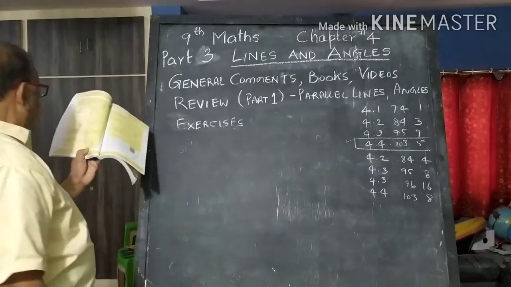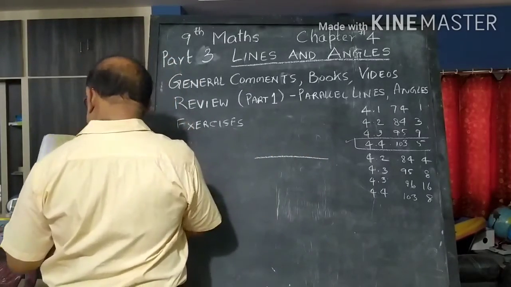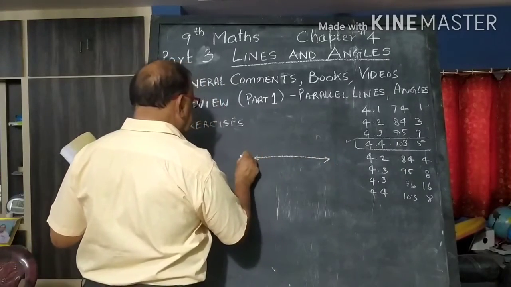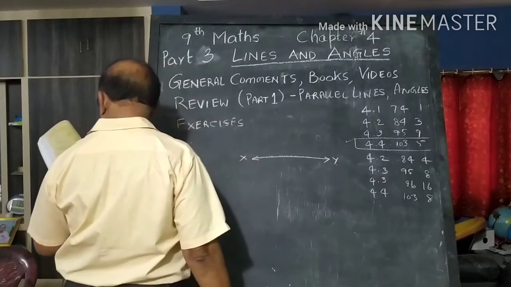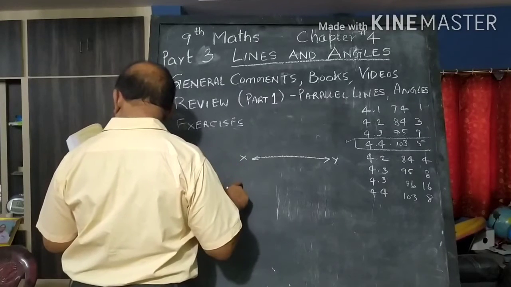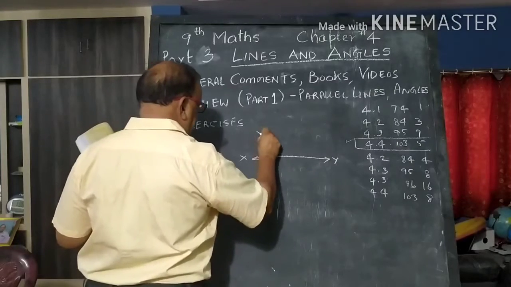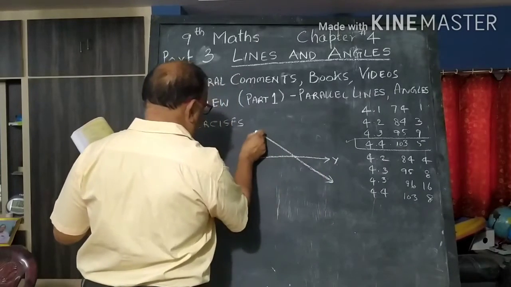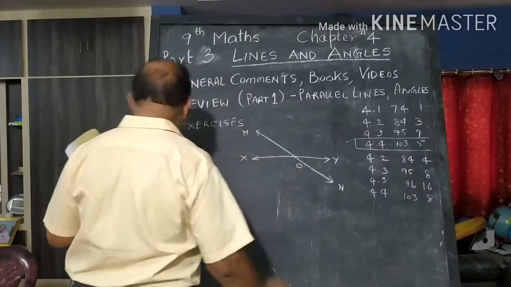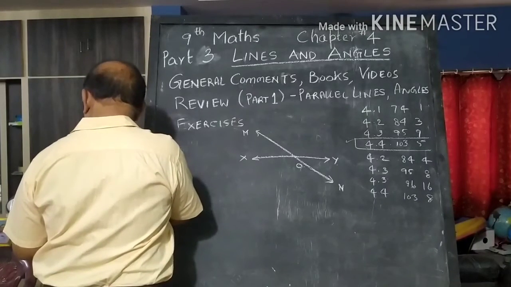Oh, correct. So let me draw the diagram. Here, they say this is a line XY. This is X, this is Y. Now, in the figure, lines XY and MN intersect at O. MN is another line here. M, N intersect at O, inside O.